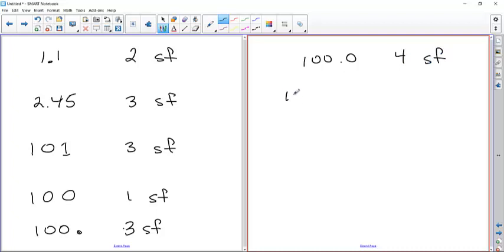Now if I do 10,100, this 0 is significant because it's between 2 non-zero numbers. But these zeros are not significant. Those are place settings to make it 10,100. Without those zeros, it would be 101. So this one has 3 significant figures.